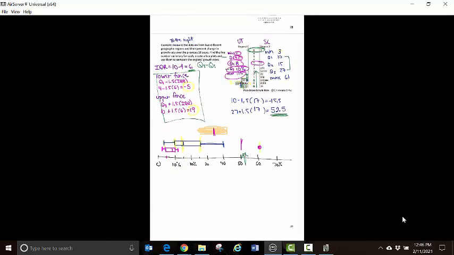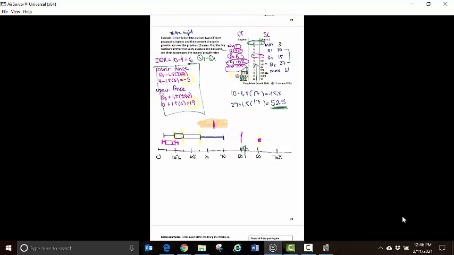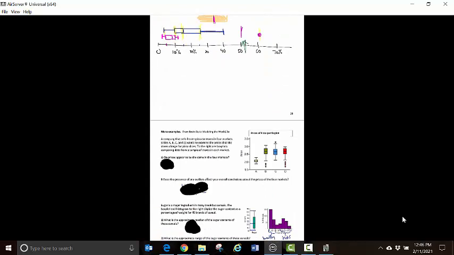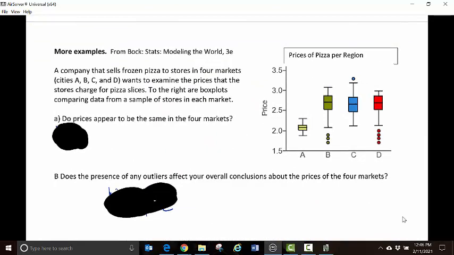Okay, so looking at that then, that's how you make a box plot and find the quartiles, everything. Now let's compare them quickly. A company that sells frozen pizza in stores to 4 markets in cities A, B, C, and D wants to examine the prices that the stores charge for pizza slices. To the right are their box plots comparing the data from a sample of stores in each market. Okay? Do the prices appear to be the same in the 4 markets? No, they don't look the same.